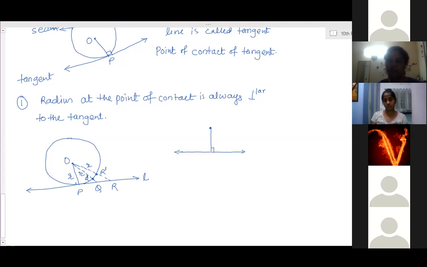Now what do we have to prove here? From O and the line L, what is the shortest distance? The shortest distance is always the perpendicular distance. And we have to prove OP is the shortest distance. So therefore we can tell that the shortest distance between the center and the line is always the perpendicular distance. Clear? Yes, ma'am.